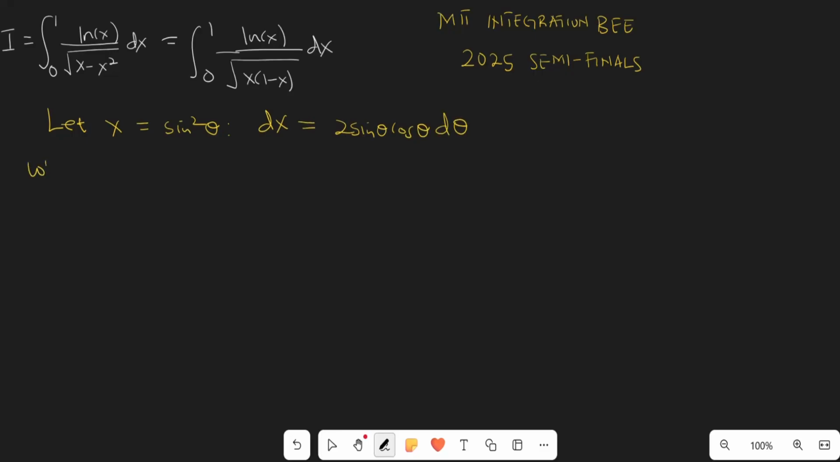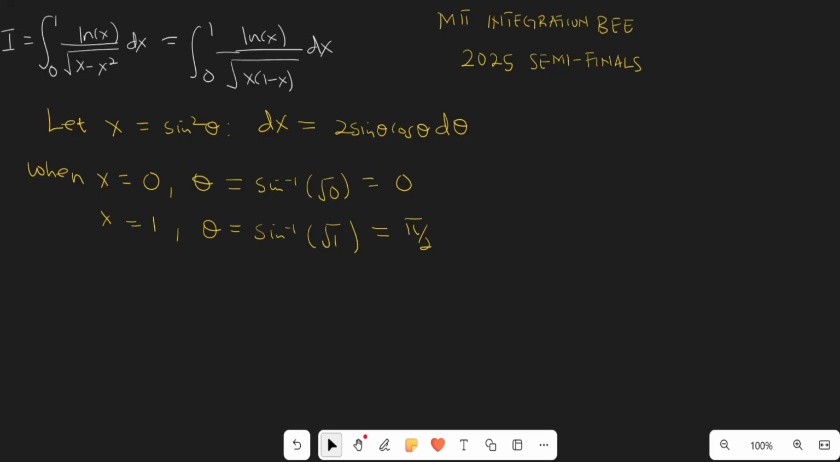What about the change in limits? When x is equal to 0, theta is going to be equal to the sine inverse of the square root of 0, right? So that is the sine inverse of 0, that is 0. What about when x is equal to 1, the upper limit? Theta is going to be the sine inverse of the square root of 1, and that is equal to the sine inverse of 1, which is pi over 2. That's 90 degrees.